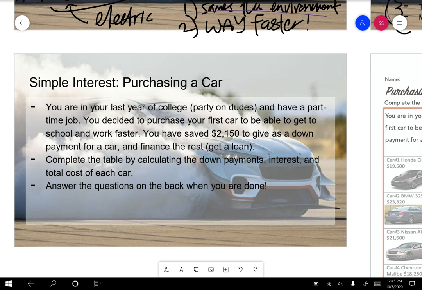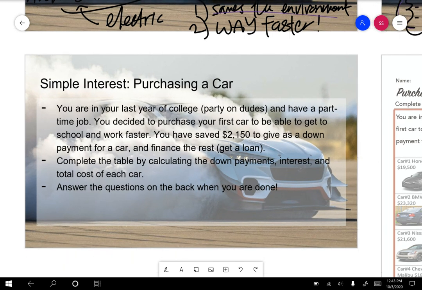So, grab that purchasing a car worksheet, okay? And here's your scenario. You're in your last year of college, or we'll say maybe even your last year of high school, right? So you're 18. You have a part-time job. You decide to purchase your first car to be able to get to work and school faster. You've saved, this is key information here, you've saved $2,150 to give as a down payment for your car, and you're going to finance the rest, so get a loan for the rest of it.